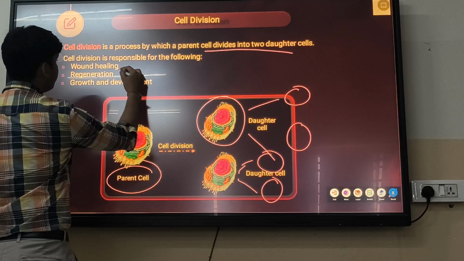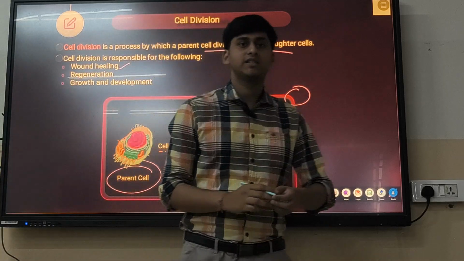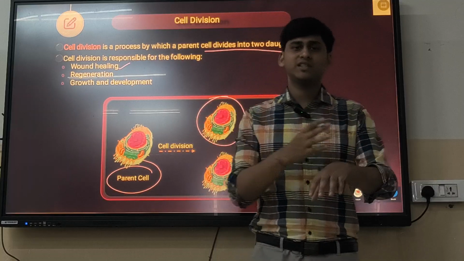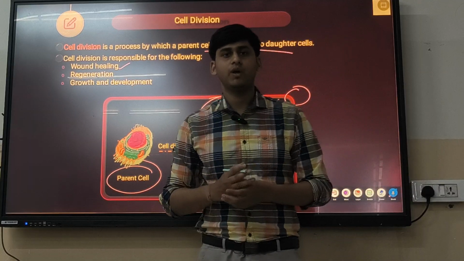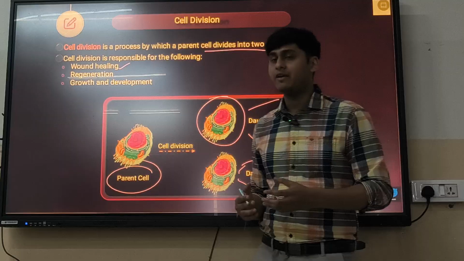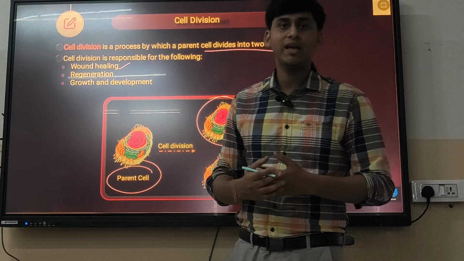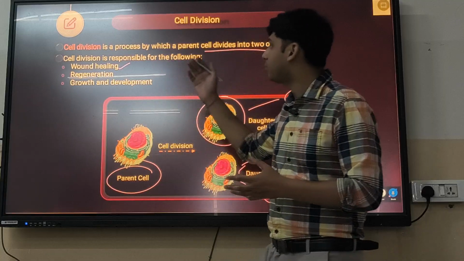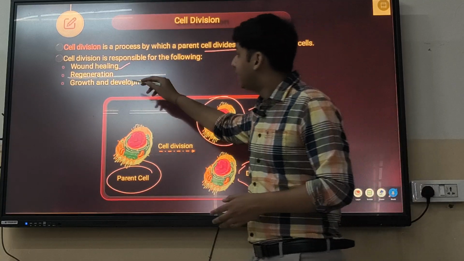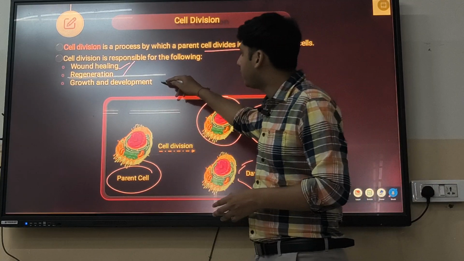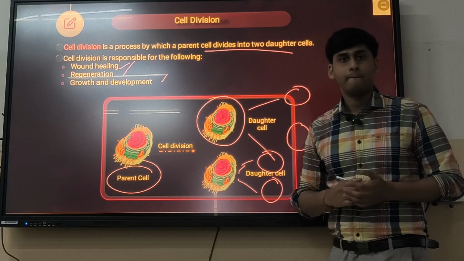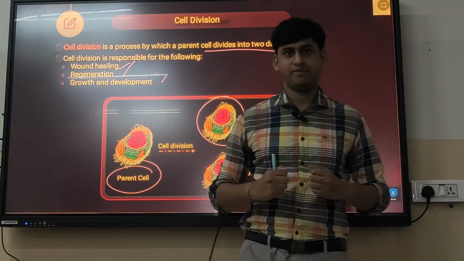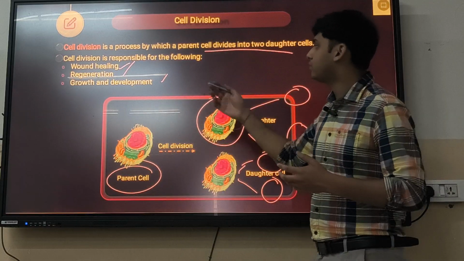It is responsible for wound healing. Obviously, suppose your hand gets cut, just a simple cut by a knife. What happens after some time? The wound gets healed. Why? The cells get replaced by new cells because of the process of cell division. Regeneration and growth and development, I told already. The height or this fat increase because of cell division.